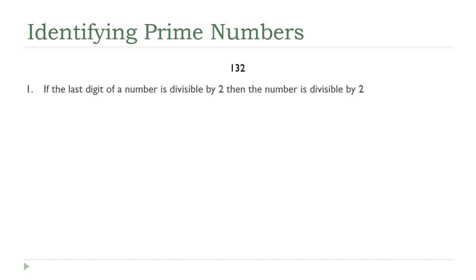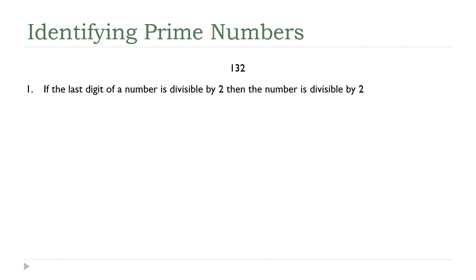For example, if the last digit of a number is divisible by 2, then the number is divisible by 2. So here the last digit is 2. Yeah, 2 goes into 2 evenly, goes in once. So this number is divisible by 2. And that alone is enough to answer my question. This number is not prime. 132 is equal to, among other things, 2 times, if you do the division, 66. And that's enough for me to say it's not prime, it has to be composite.